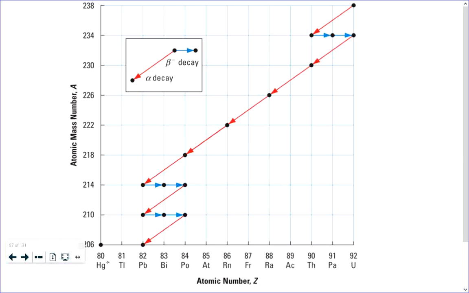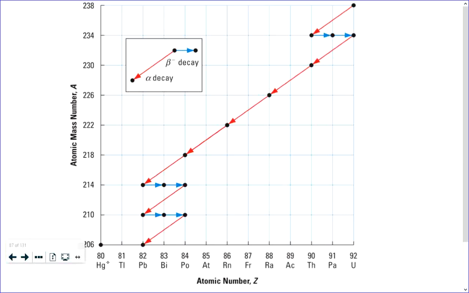On the bottom of the table, it's scaled as atomic number, and the vertical axis is scaled as atomic mass number. So the bottom number is the number of protons, or the place on the periodic table. The number on the vertical axis is the sum of the nucleons.